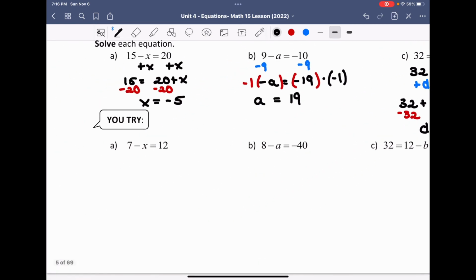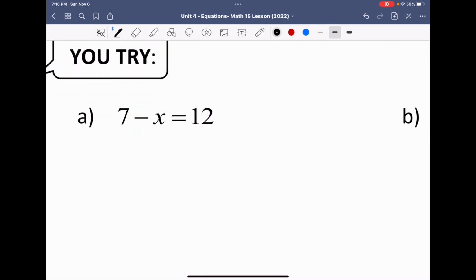All right, now a quick you try section. Let's try these a couple more ways. So we have 7 minus x equals 12. I'm going to take this and add x across. This is 7 is equal to 12 plus x.